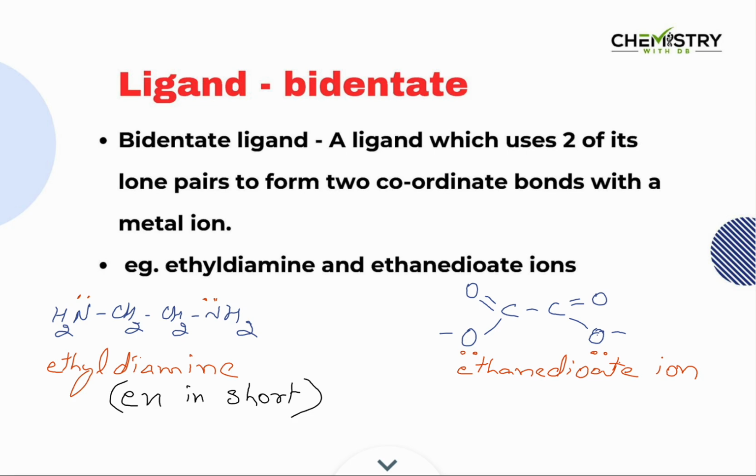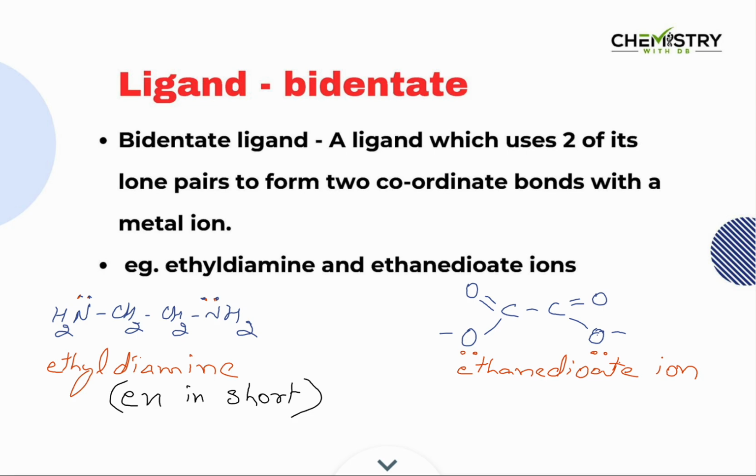Second is the bidentate ligand. Bi is two, so that means it uses two of its teeth to hang on to the transition metal or a metal ion. So a ligand which uses two of its lone pairs to form two coordinate bonds with a metal ion. So two coordinate bonds per ligand, that would make that ligand a bidentate. Examples are ethylenediamine, wherein there are two nitrogens and both nitrogens have got one lone pair each, which it uses to form two coordinate bonds per ligand.